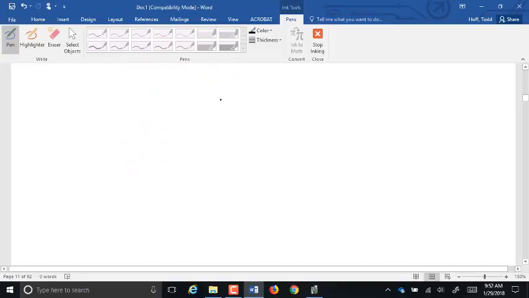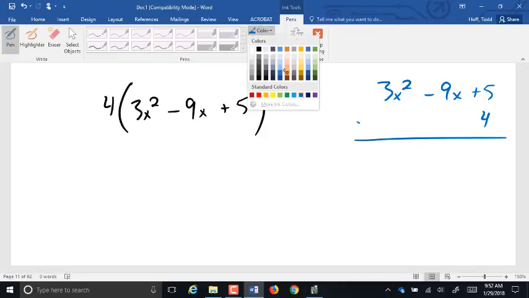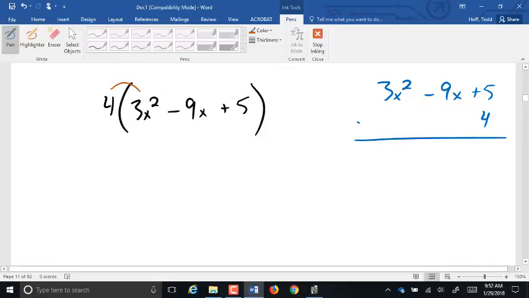We might have more than 2 digits inside the parentheses. We may have something like this, 4 times 3x squared minus 9x plus 5. It works the same way. We could pull it out if we wanted to and multiply it out the long way, but we don't need to. We can multiply it right inside here with the distributing.